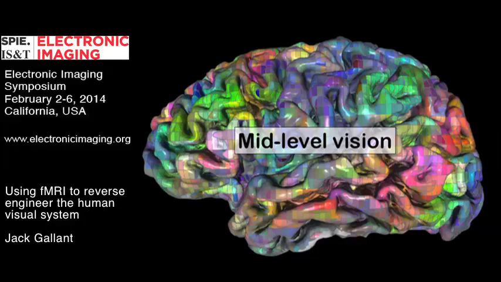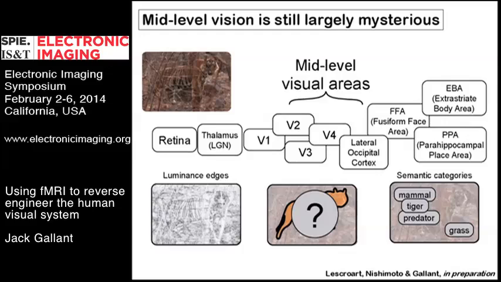So the question is, what are these mid-level features? That's our problem. To try to get at this, this is, sorry, an illustration I should have shown. This is a picture. We can get the luminance edges out. We can get the labels out. If they're given to us, we can build a system that processes that. But moving from the luminance edges to the semantic categories is where the problem is.